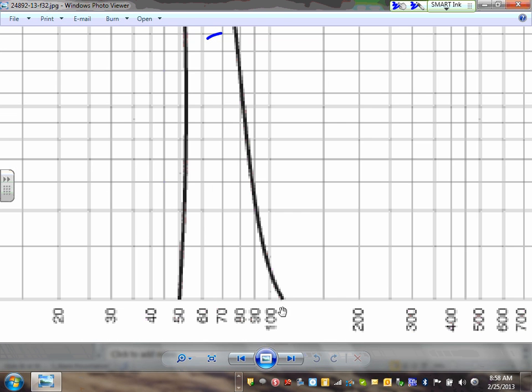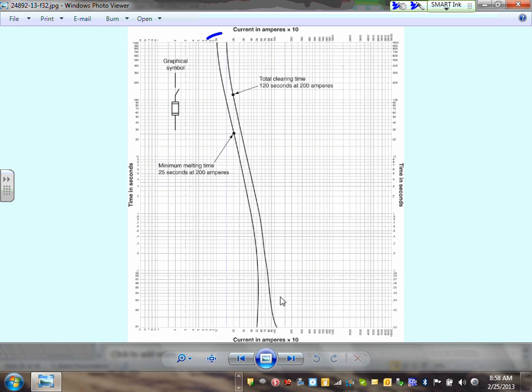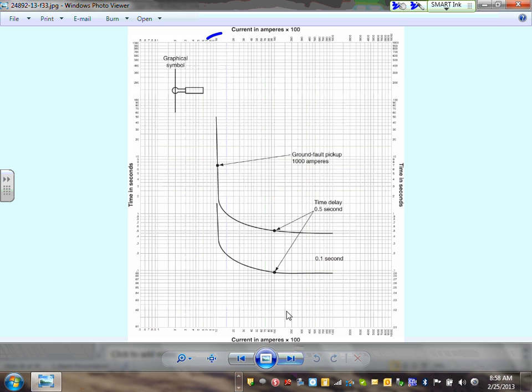This leg here, guys, is the available short circuit right here, or the interrupting rating of the fuse. Any comment about the time current curve of a fuse? Inverse time current curve of a fuse.